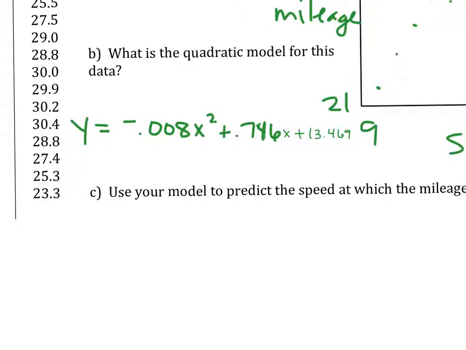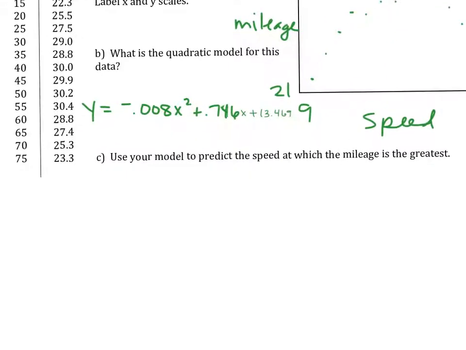Okay, so part C, it says use your model to predict the speed at which the mileage is the greatest. It does not ask you what is the mileage at its greatest. It says predict the speed. So what are you finding? The speed. Just the speed, which is x. Okay, you only have to solve for x on this one. You don't need to find your y. The way you find your x is by doing what? Negative b over 2a.